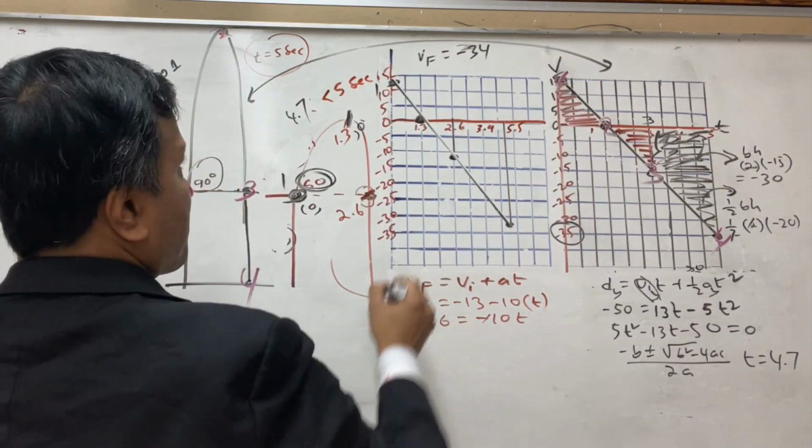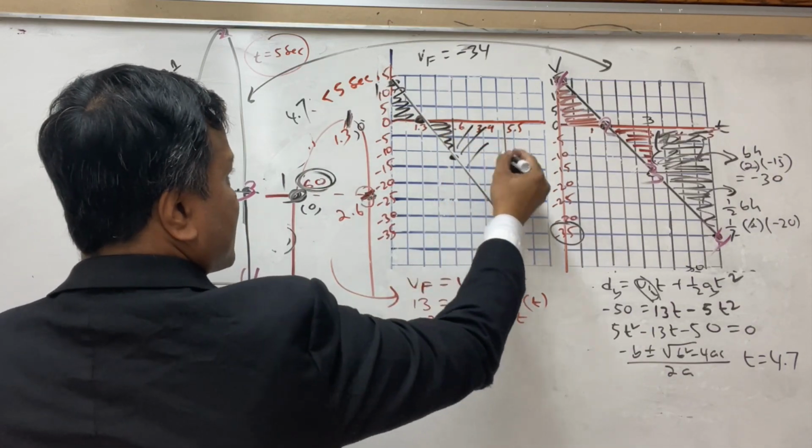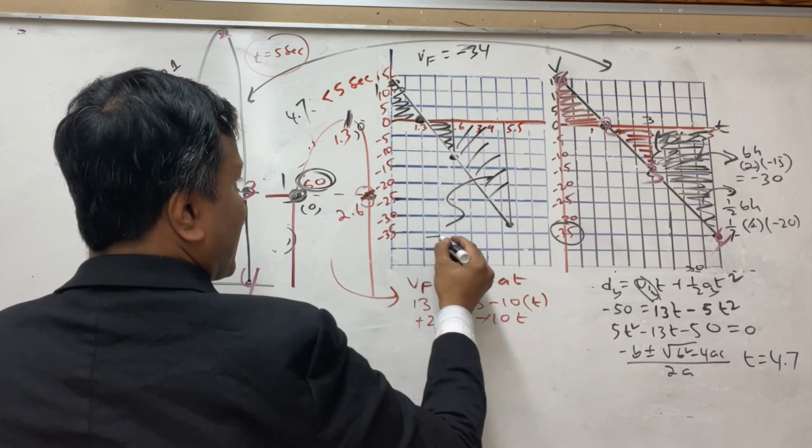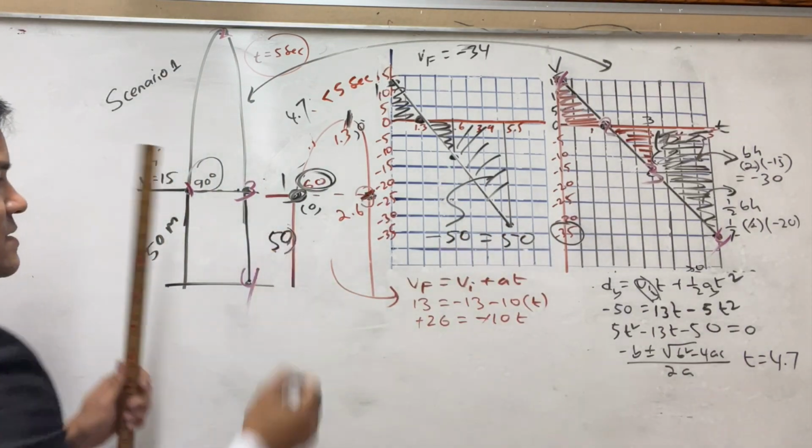Now you know this one and this one will cancel, alright? And this is going to give you, of course, negative 50. If you take the absolute value, it's going to be 50 because the height is 50.